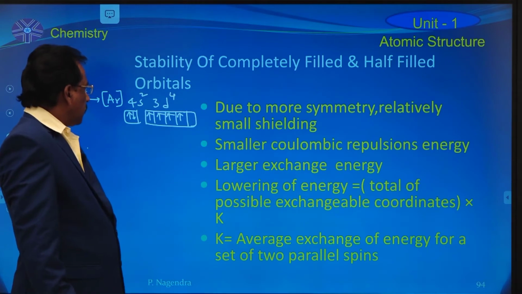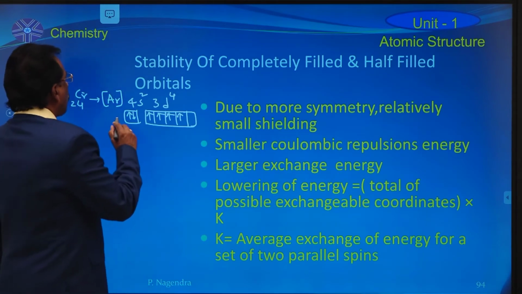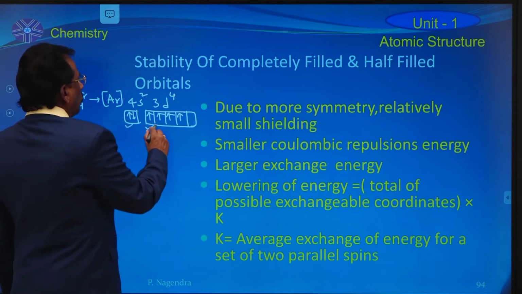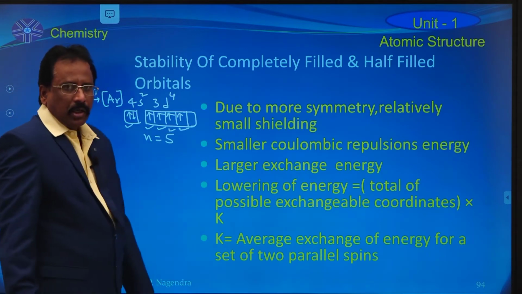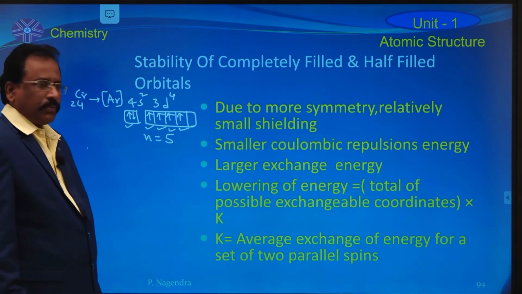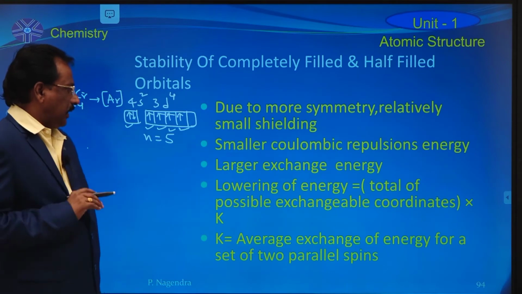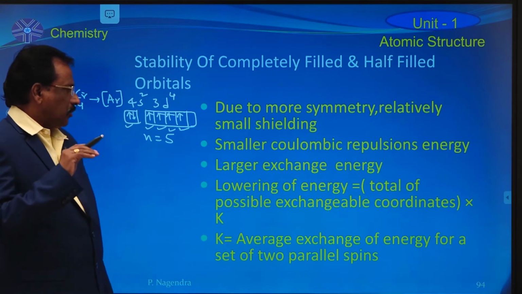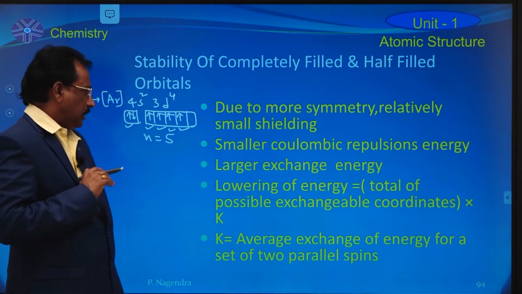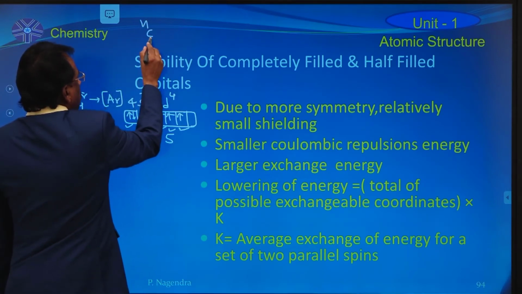Here the number of parallel spin electrons is equal to 1, 2, 3, 4, 5. So the number of parallel spin electrons in the outer electronic configuration of chromium, 4s2 3d4, is 5. The formula used to calculate lowering of energy: the total number of possible exchange coordinates can be calculated by using the formula nC2.